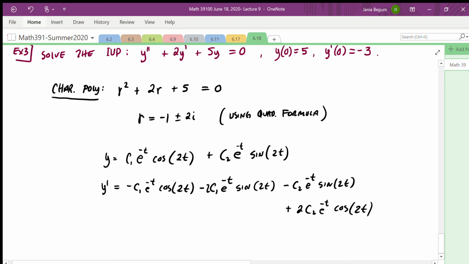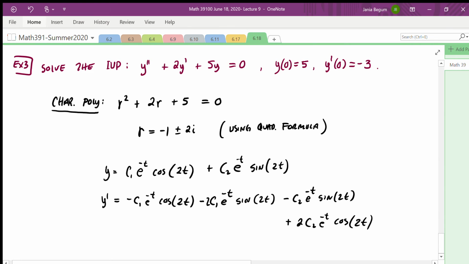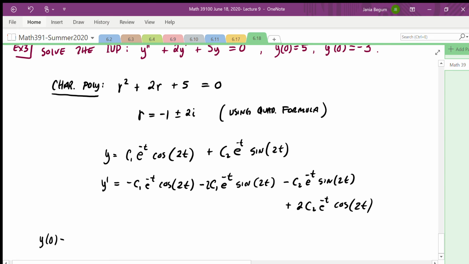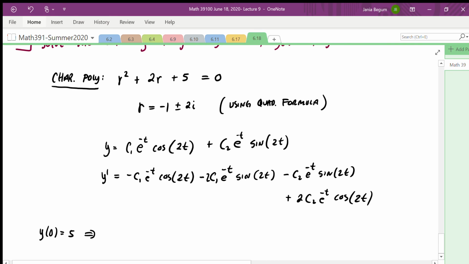Okay, so we took the derivatives of y, and let's see what happens when we plug in these initial conditions. So y of 0 is 5, so that means we're plugging in t equal to 0 and y equal to 5. When t is 0, sine of 0 is 0, so the sine term will disappear. So we only have c1, e to the 0 is 1, cosine of 0 is 1, so c1 is 5. Oh, that's nice. Okay, cool.